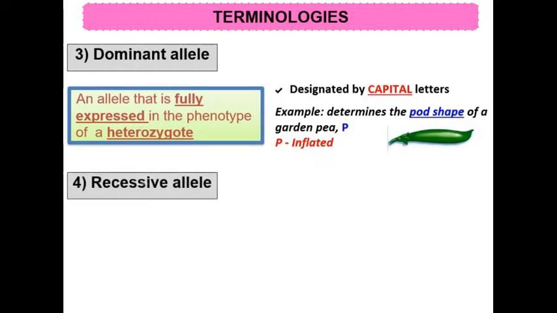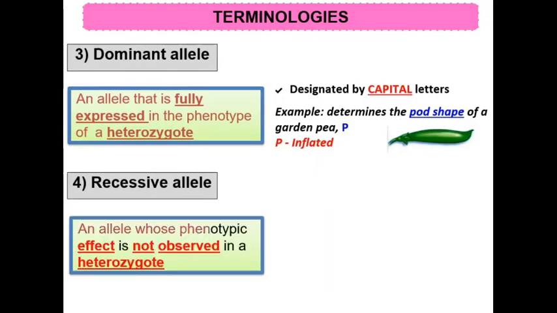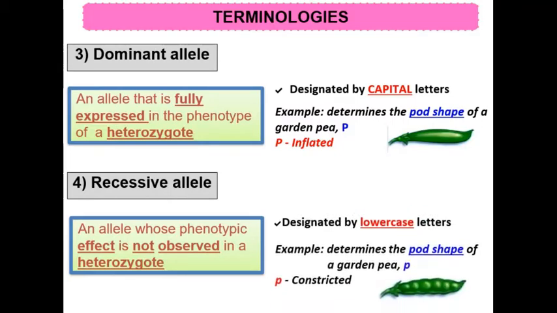While recessive allele is an allele whose phenotypic effect is not observed in a heterozygote. Its effect is masked by the dominant allele paired with it, shown by lowercase letter. For example, recessive allele that determines the pod shape of a garden pea, lowercase p for constricted pod shape.